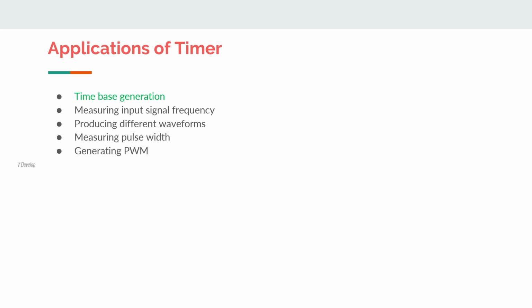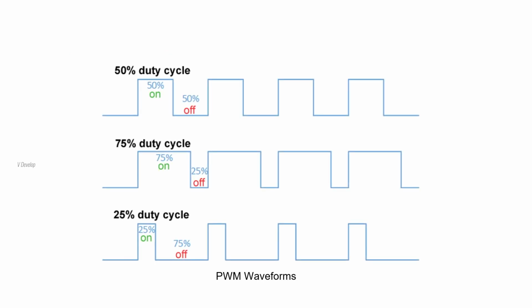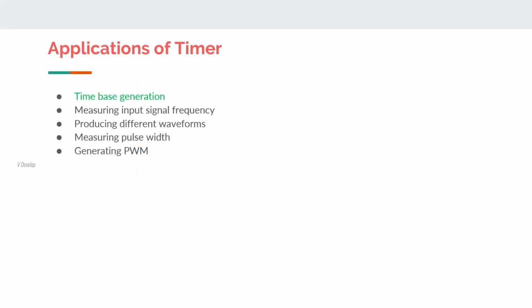If we supply a signal to the MCU, then it will be able to measure the signal frequency using the timer unit. Next application is we can produce different waveforms and also generate pulse width modulation signals. We will be trying some of these applications in our future videos.